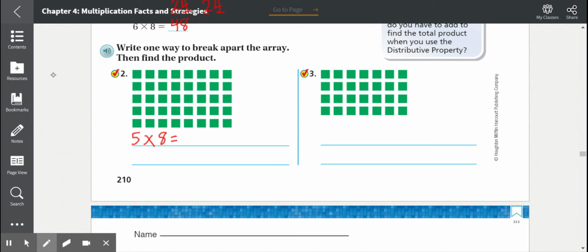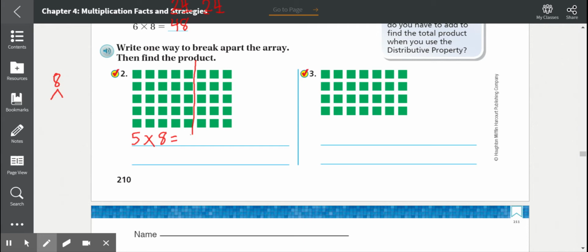So I'm going to draw the 8 over here. Remember, we just figured out all those different ways. We could do 4 and 4. We could do 5 and 3. Let's do 5 and 3 because we just did 4 and 4. So I'm going to count out 5. 1, 2, 3, 4, 5. And then I'm going to draw it here.